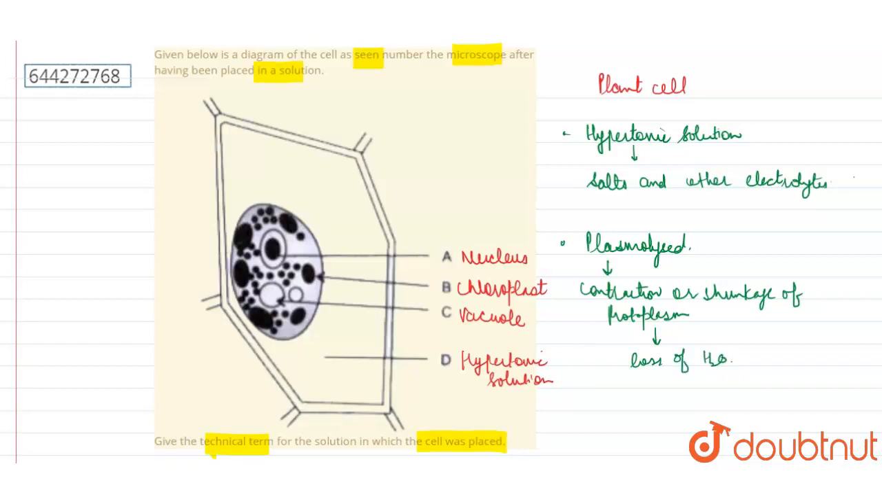So how to prevent plasmolysis? Place the cell into a hypotonic solution. So what is a hypotonic solution? An example of a hypotonic solution is plain water.